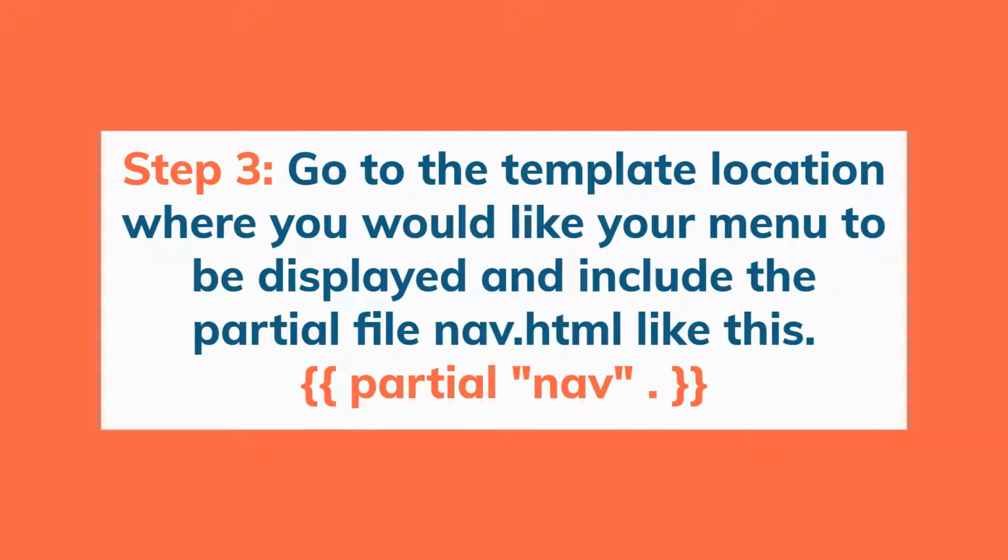The next step after creating the partial file is to go to the template location where I want my menu to be displayed. In my case, I want my menu to be displayed on the header. So I'm going to go on the header file and include this nav partial. I will include it the way it is shown on the screen, in double curly braces. This is the syntax that we use in Hugo to include any kind of partial file.